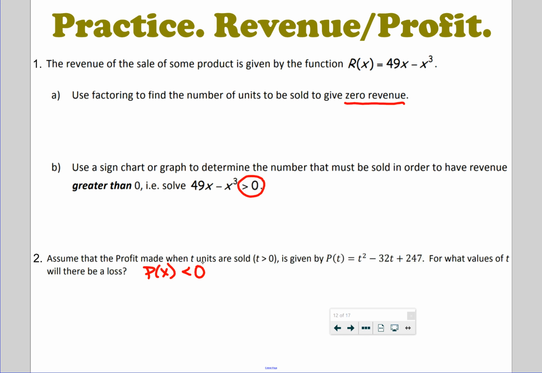Keep in mind here, this problem brings up a good point. T represents a number of units, so we can't have a negative number of units. That wouldn't make sense. So whatever you get for breaking points, even if that makes sense algebraically, mathematically, your answers should only be positive numbers. And then same thing with number 1 there as well. If X represents a number of units sold, your answer should only be either 0 or positive numbers.